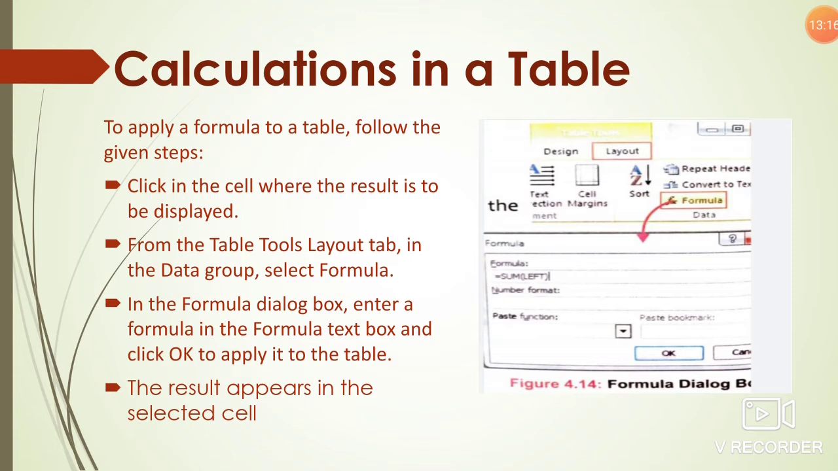Again I am telling you, first select the cell where the result is to be displayed. Then from the table tools option select the layout tab. In the data group select the formula option, then a formula dialog box will open in front of you in which sum is already written. So you have to click only on the OK option, and if you want to do another calculation, write the other formula and click on the OK option, then the result will appear in the selected cell.